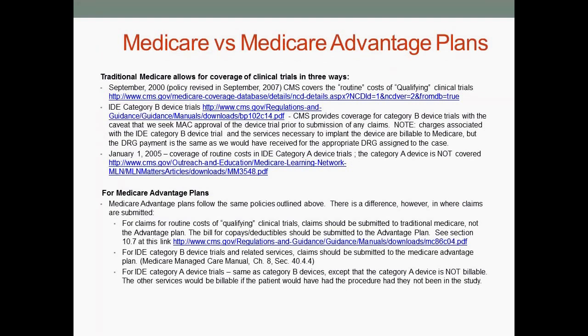This is just some additional information about Medicare versus Medicare Advantage plans. I'm not going to read it to you. I just put it in here for you to have extra information. If you are doing studies with devices and you're going to be involved in these kinds of insurance plans and getting prior authorizations, it's good to know the guidelines, and that's what the links in here are for.